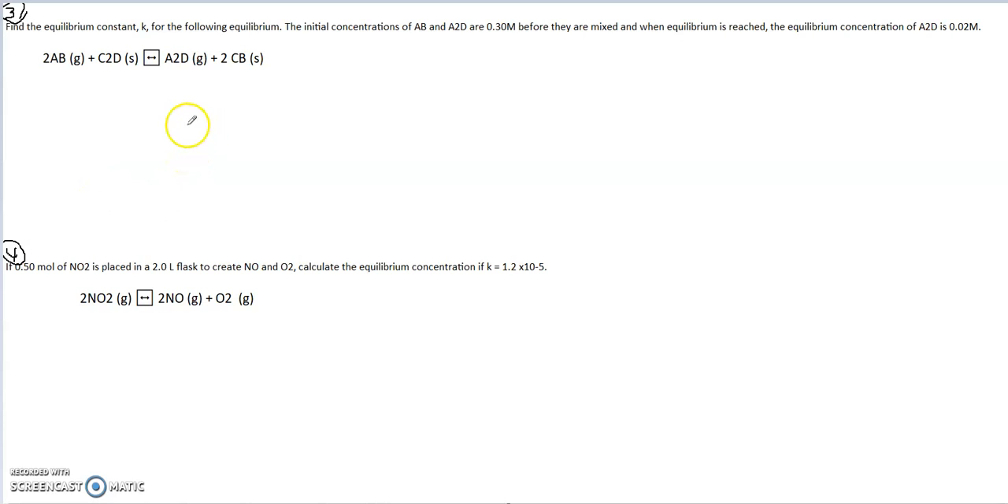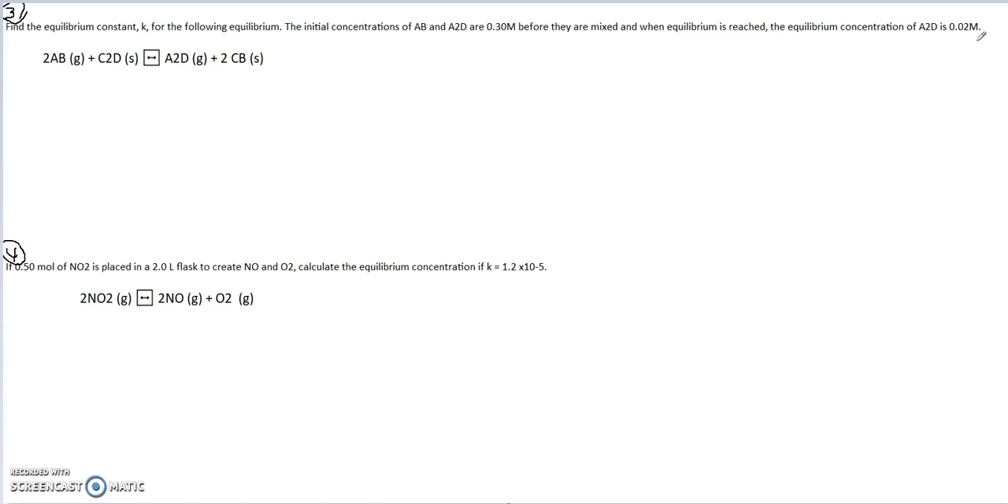Anyway, when you're approaching these problems, you start out much the same as you would start out any problem. You read it, which again, some of you don't like to read problems very thoroughly, and it always confuses me. This problem wants you to find the equilibrium constant K for the following equilibrium. The initial concentrations of AB and A2D are 0.3 molar before they are mixed, and when equilibrium is reached, the equilibrium concentration of A2D is 0.02 molar.